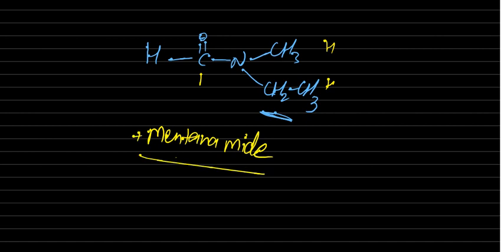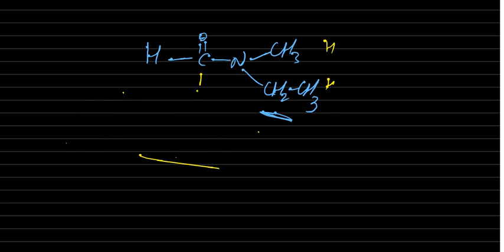Now the substitutions. What are the substitutions? One is methyl, one is ethyl, in alphabetical order. N-ethyl, then N-methyl. N-ethyl, N-methyl methanamide. This is the complete name.